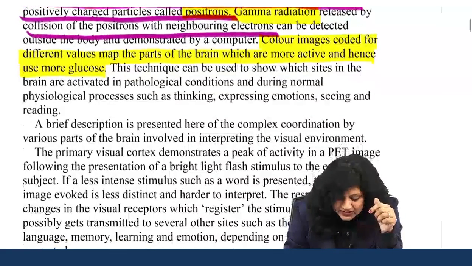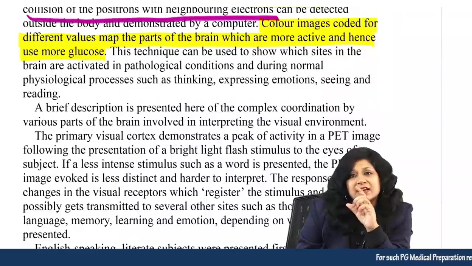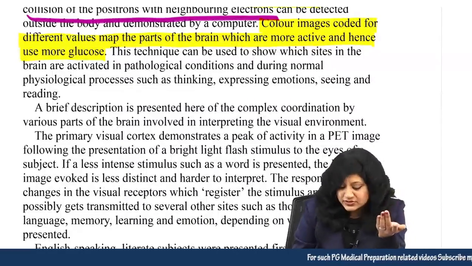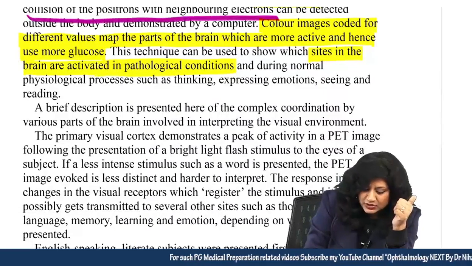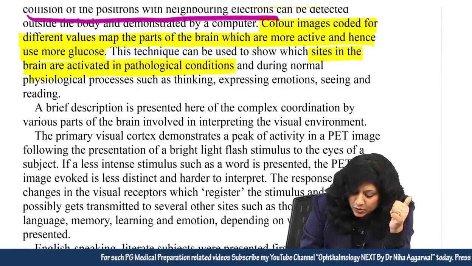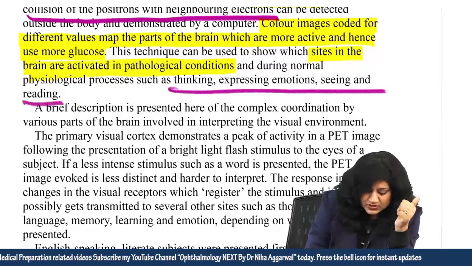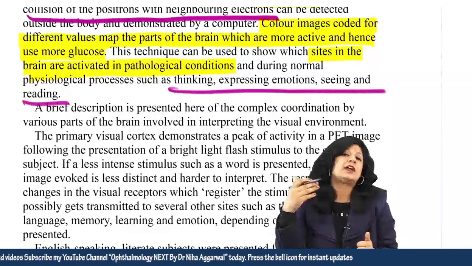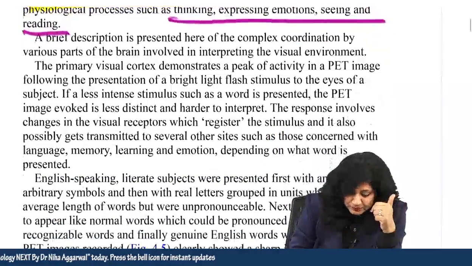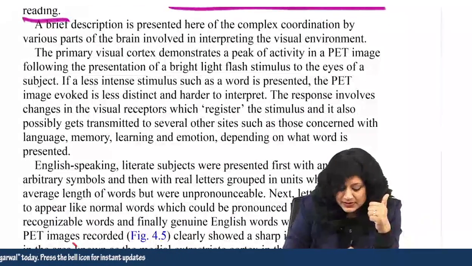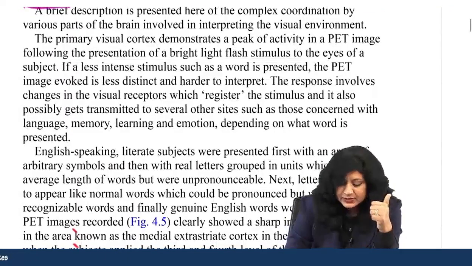This technique can be used to show which sites in the brain are active. So now I can get a site where there was active metabolism. I will know the sites in the brain which are activated in pathological conditions, and also during normal physiological processes like thinking, expressing emotions, seeing and reading. So you will get to know which parts of the brain are actively utilized during the pathological conditions. Okay, a brief description is presented here of the complex coordination by various parts of the brain involved in interpreting the visual environment.